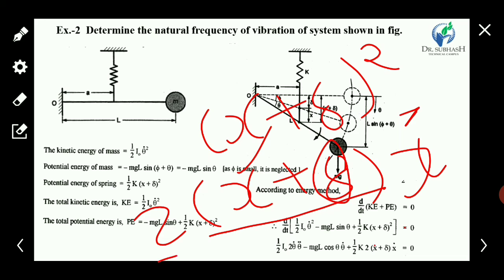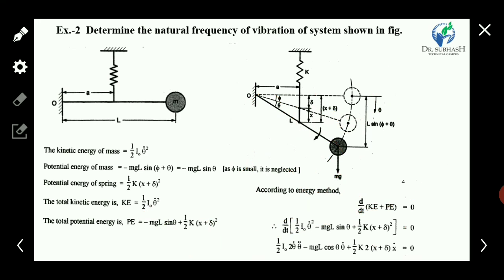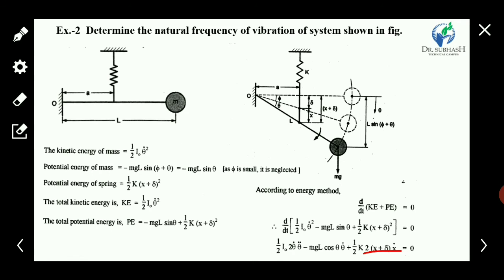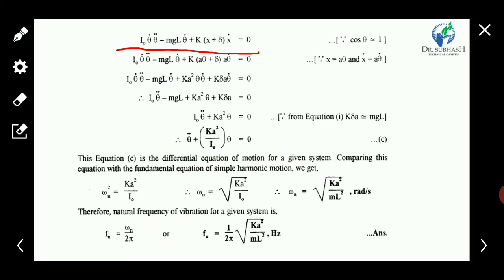So the total differentiation of the bracket squared is 2x plus delta multiplied by x dot, and one half k is as it is because it is constant. Now the 2 is cancelled in both cases, and theta dot is taken common. Here theta dot cannot be taken common because there is an x dot, so x dot is defined in terms of theta.